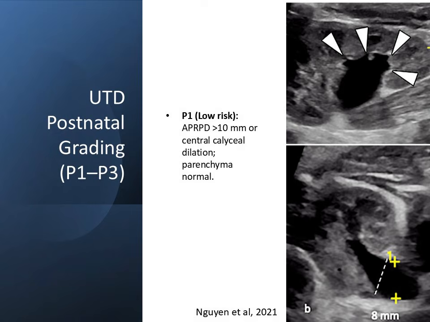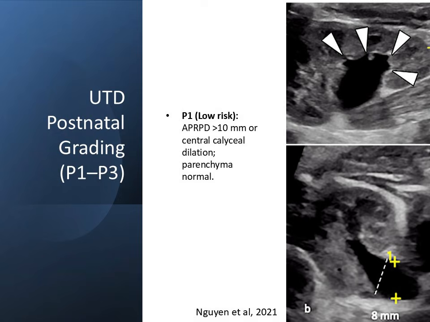The image shows urinary tract dilation classification P1. A, sagittal, and B, transverse. US images of the left kidney in a 16-day-old boy demonstrate left pelvic distension with an undulating contour of central calyceal dilation, arrowheads. On the transverse image, B, the anterior-posterior renal pelvic diameter measures 8 mm.